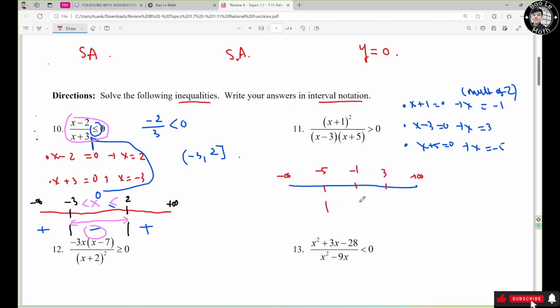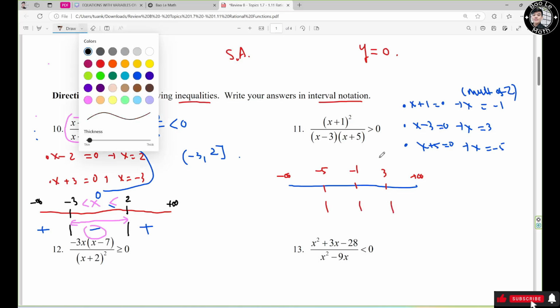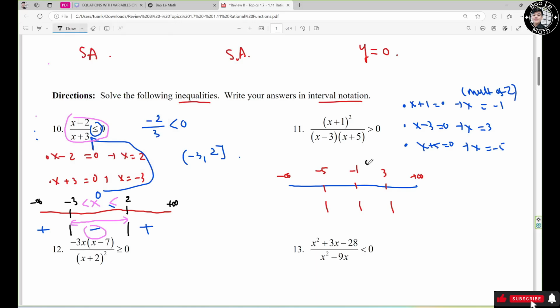Now I'm going to place these on the number line. I put 3 lines right here. Now I'm going to pick a number in this interval, 0, and test for the sign. So 0 plus 1 is 1, 0 minus 3 is negative 3, and 0 plus 5 is 5. So this is less than 0, so right here I put the negative side.